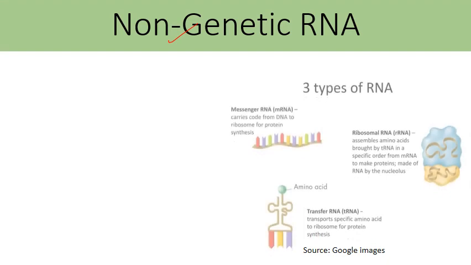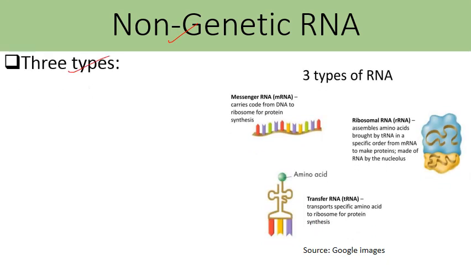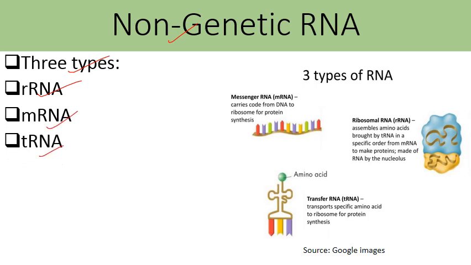So non-genetic RNA. There are basically three types of non-genetic RNA that we have already discussed. That is ribosomal RNA, messenger RNA, and tRNA, that is transfer RNA. So this messenger RNA helps to carry its code from DNA to ribosomes for synthesis of particular protein or polypeptide. This ribosomal RNA assembles amino acids brought by transfer RNA in a specific order from mRNA to make proteins. So this ribosomal RNA is synthesized inside the nucleus, जिसे कहा जाता है NOR, that is nuclear organizer region.